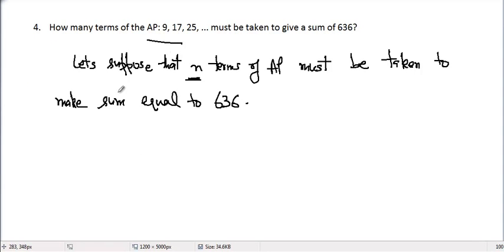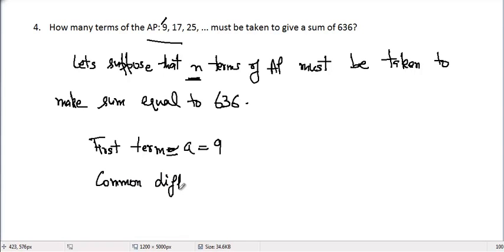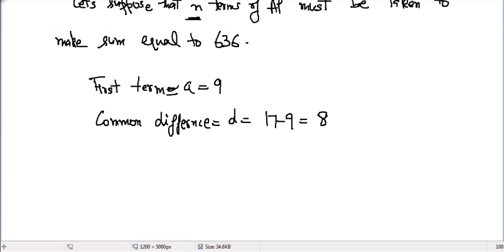Now from this AP we can find the first term and common difference. The first term is equal to 9 here, and the first term is represented by small letter a. The common difference is equal to 17 minus 9, and it is represented by letter d. It is equal to the difference between any two consecutive terms.